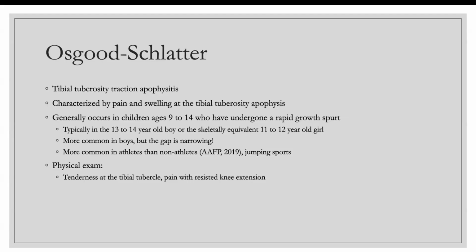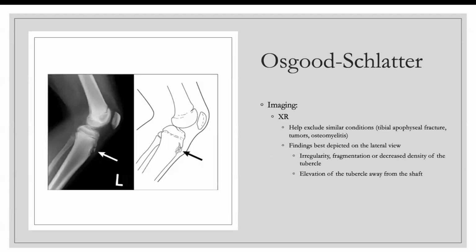Physical exam, we're going to get pain at the tibial tubercle and pain with resisted knee extension. And sometimes you'll get swelling as well. On imaging, we're going to see that bony fragmentation at the apophysis. That's going to be pretty classic for apophysitis. But the X-ray helps us rule out misdiagnoses like an avulsion fracture, tumors, osteomyelitis. And these findings are usually going to be best seen on our nice lateral view here. So on our left image, we can see that bony fragmentation here.